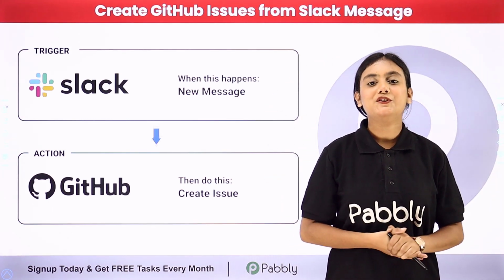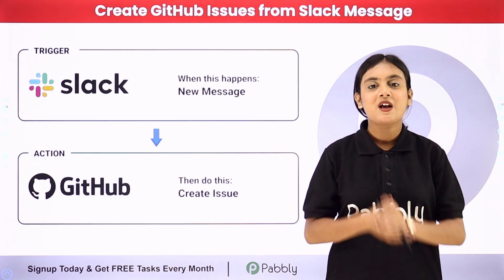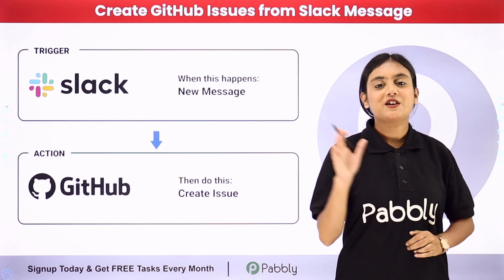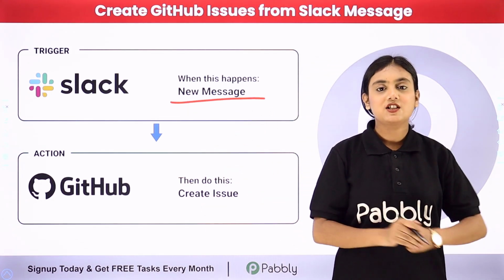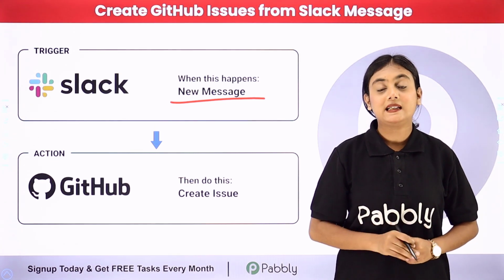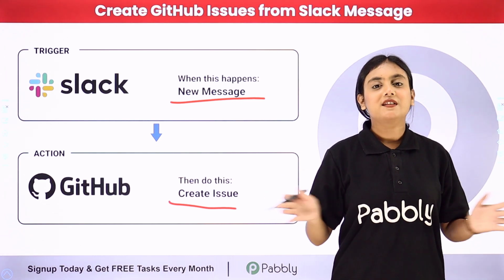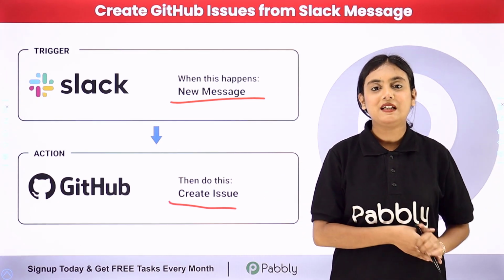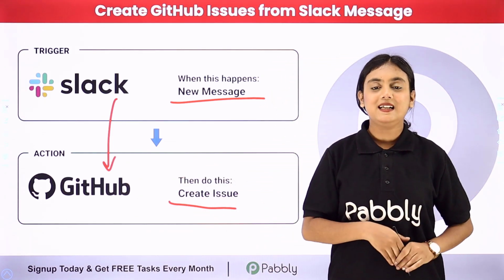So I am an owner of a business and I'm posting the issues that are raised by my customers on my Slack channel. So here my objective is that whenever I'm going to send a new message on my Slack channel regarding the issue that are raised by my customers, automatically the same issue should be created in my GitHub account. For that, what we are going to do is we are going to simply create an automation between Slack and GitHub with the help of Pabbly Connect.